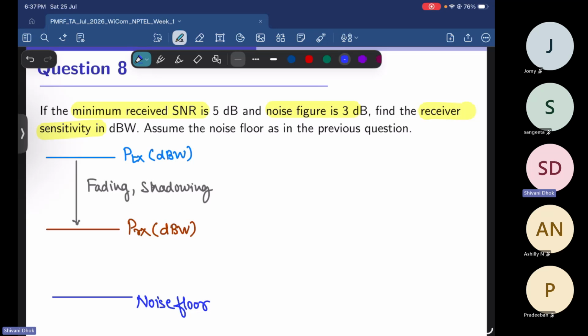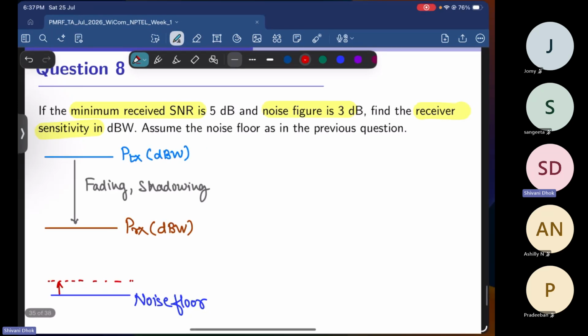But your receiver has filters, amplifiers, and all those things. And those can worsen the impact of your noise. They can enhance the noise, and that enhancement is given by the noise figure. So your noise can be enhanced a bit.